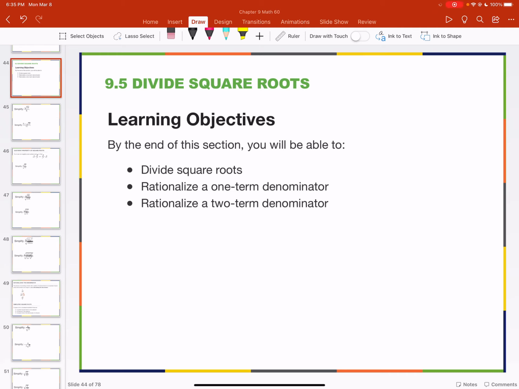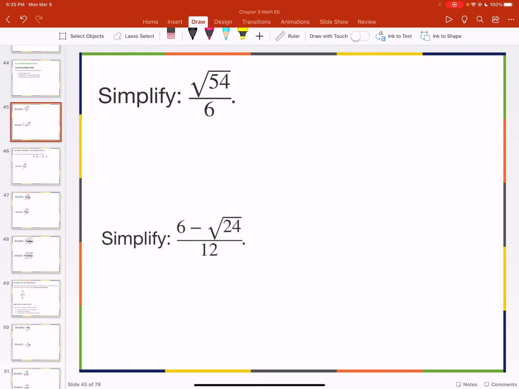Hi everyone, and welcome to section 9.5, which deals with dividing square roots. In this section we're just going to go over dividing square roots and rationalizing one or two-term denominators, and what that even means. So let's get started.